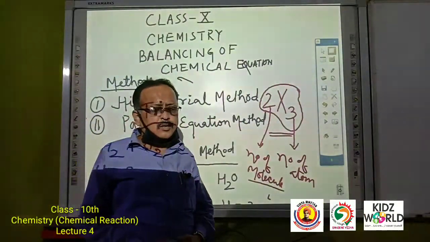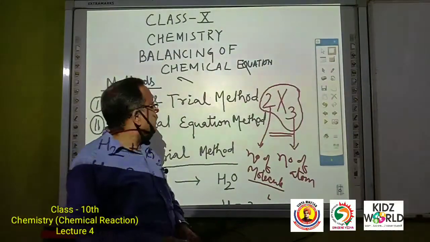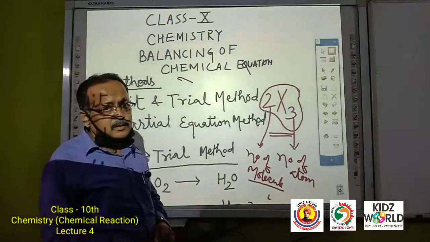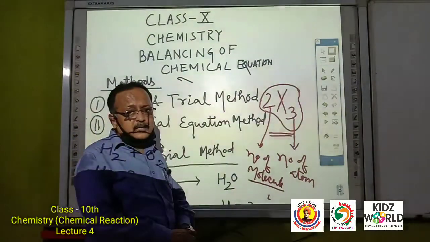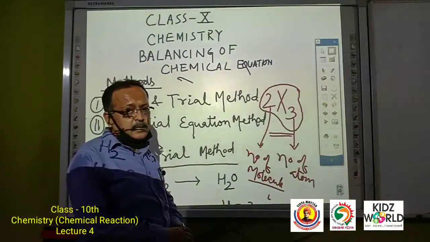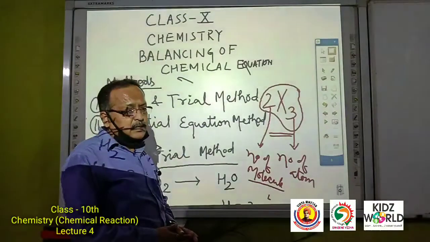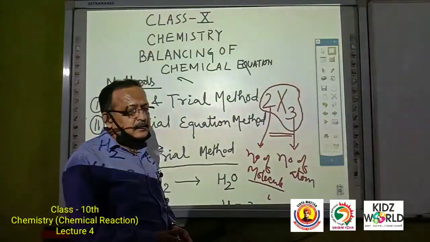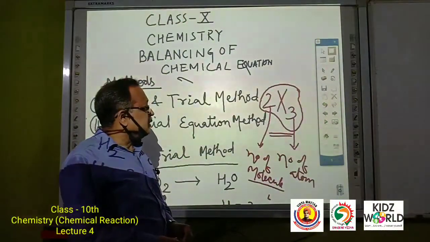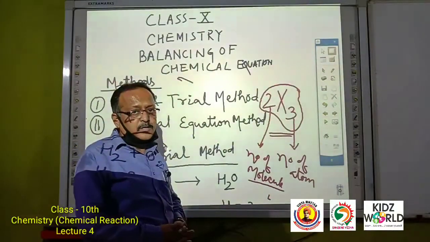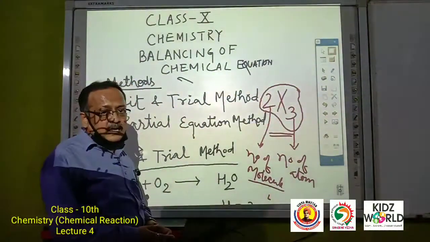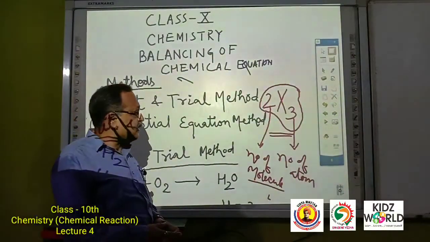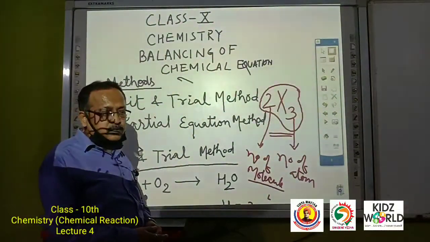In another part of this chemical reaction, that is balancing of chemical equations. It is one of the important topics in chemistry, because if you pursue the study of science, it will play a major role in your study. So try to understand it, and if you are not understanding, then please call me. I will make you understand.